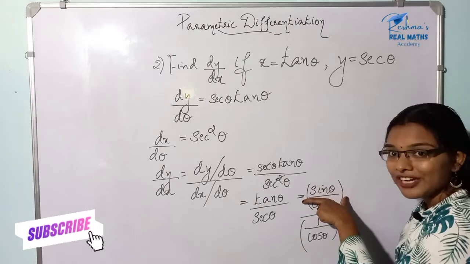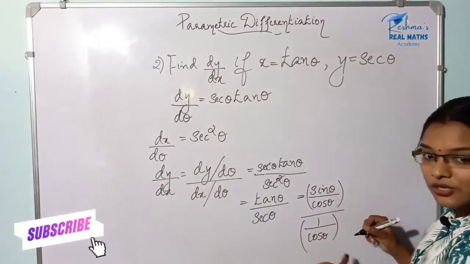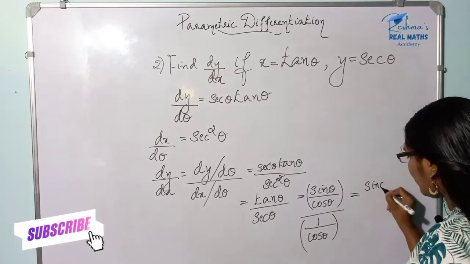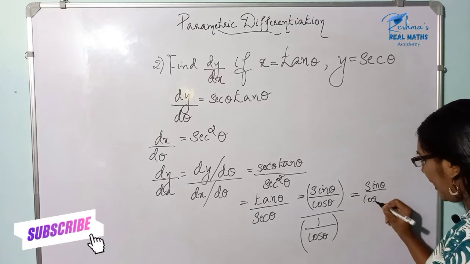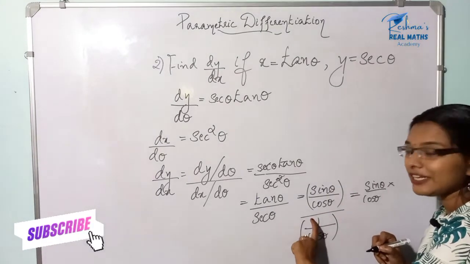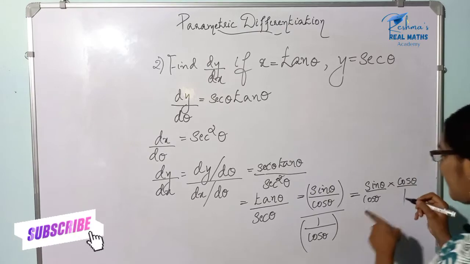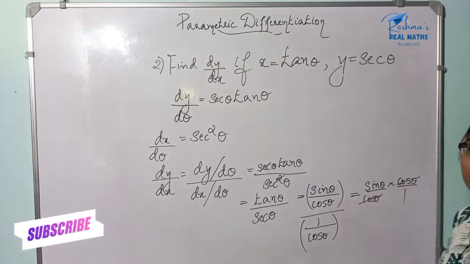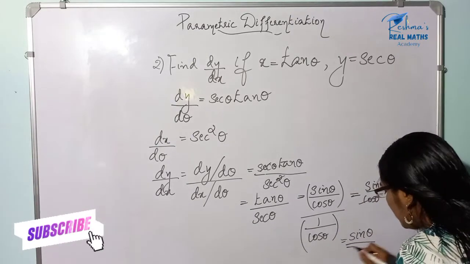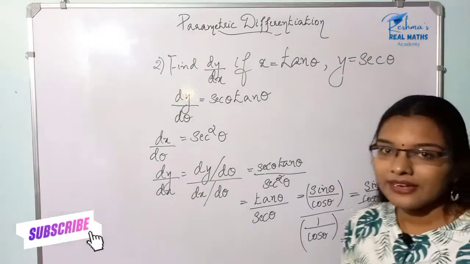Now we have a fraction in the numerator as well as a fraction in the denominator. So on solving, what we will get? We have to write the fraction in the numerator as such and we have to write the reciprocal of the fraction in the denominator, isn't it? What is it? Equal to cos theta by 1. See, this cos theta as well as this cos theta we can cancel out. And what is the answer? Answer is sin theta. So what is dy by dx? It is sin theta. Clear?